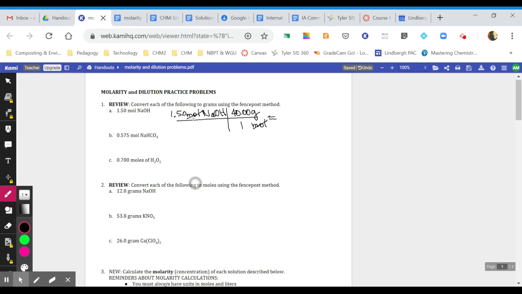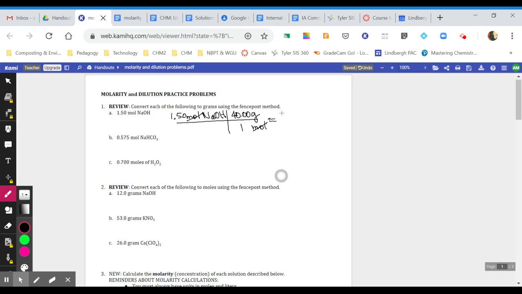So then we'll take 1.5 times 40, and we end up with 60 grams of sodium hydroxide.